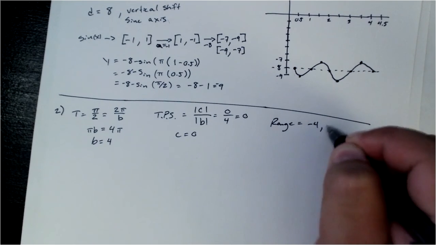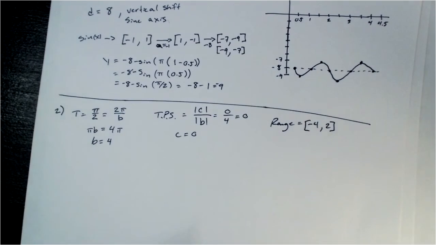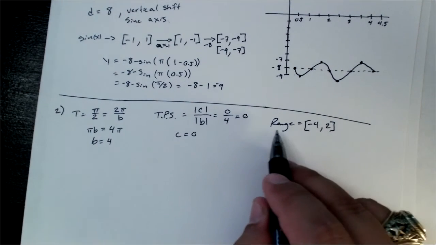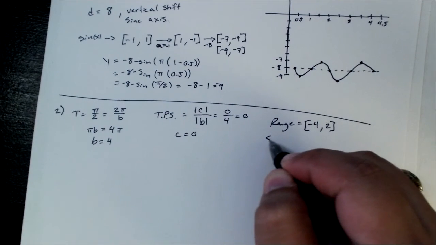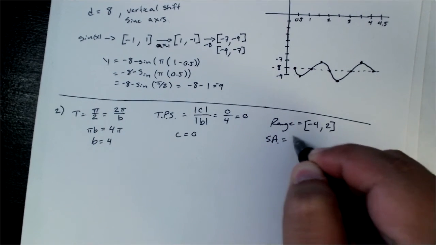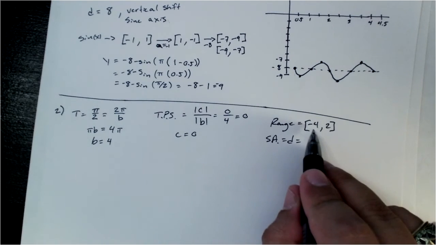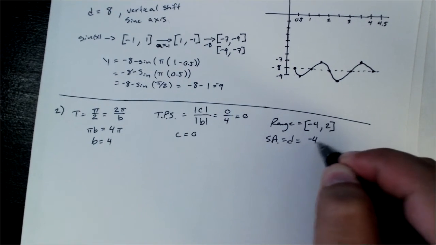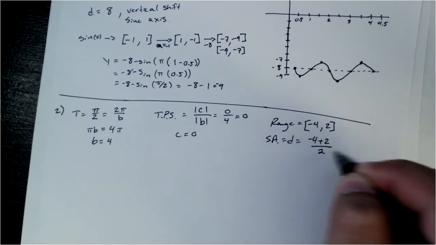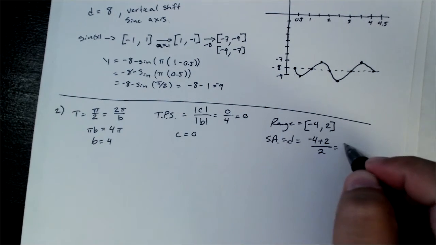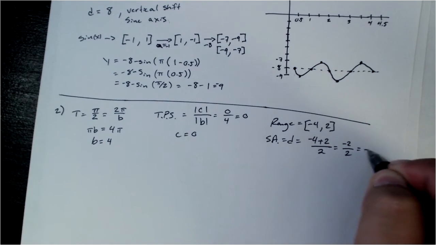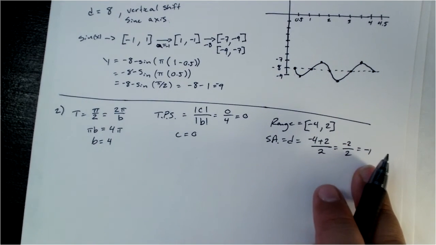Negative 4 to positive 2. Okay, so then we have to figure out what the sine axis D and what the amplitude A is. Now, the sine axis is going to be real easy. The sine axis, also known as D, is going to be the average of these two. So negative 4 plus 2 divided by 2. Negative 4 plus 2 is negative 2, over 2 will be negative 1. So what this tells us is that our D value is negative 1.